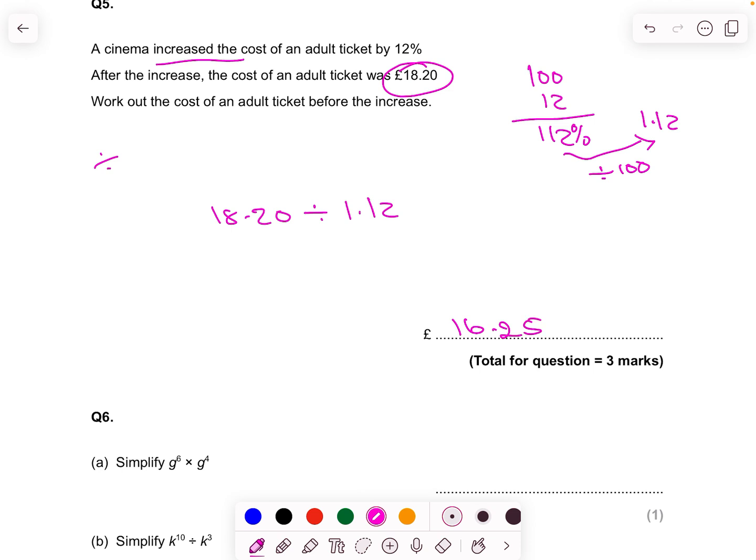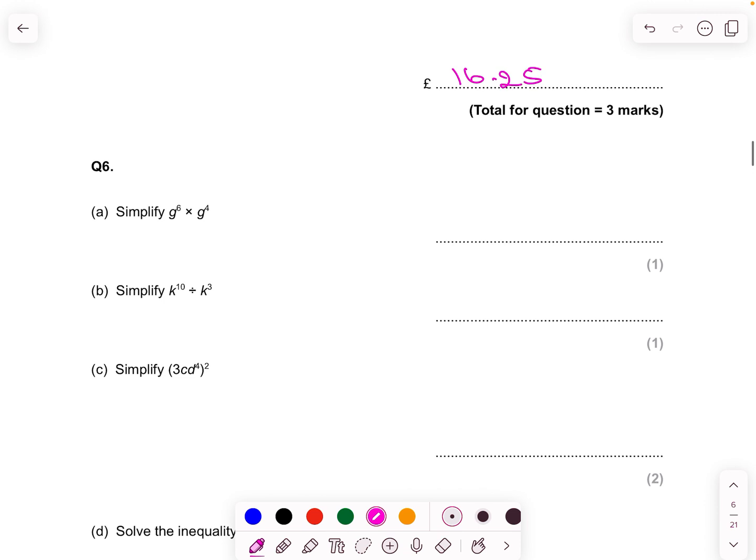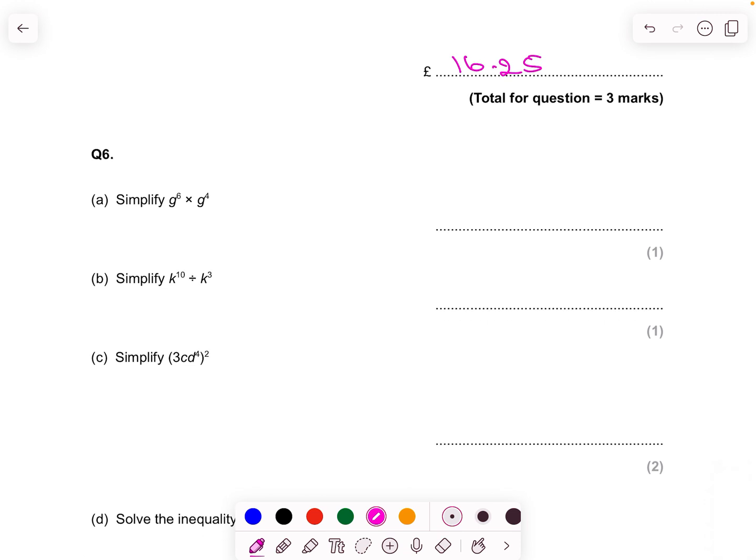So that's nice and easy. Right, here, simplifying, you should add the indices when we're multiplying. So that is g to the power of 10. 6 plus 4 is 10. When we are dividing, we subtract the indices. So we're going to do 10 take away 3. And 10 take away 3 is 7.